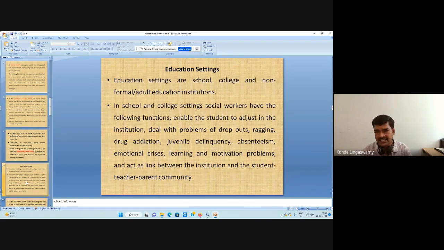The next setting is education settings. Education settings are school, college, and non-formal or adult education settings. In school and college settings, social workers have the following functions: enable the students to adjust in the institution, deal with problems of dropouts, ragging, drug addiction, juvenile delinquency, absenteeism, emotional crisis, learning and motivational problems, and act as a link between the institution and the student, teacher, and parent community.